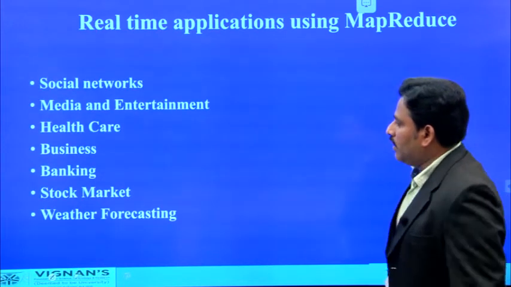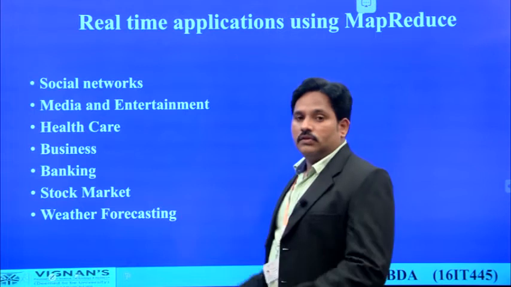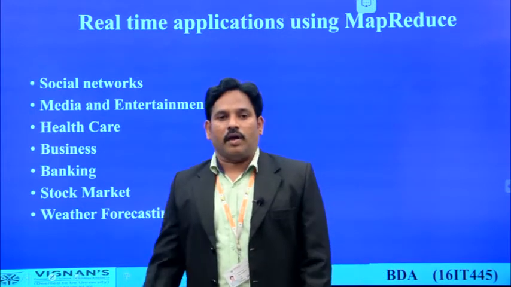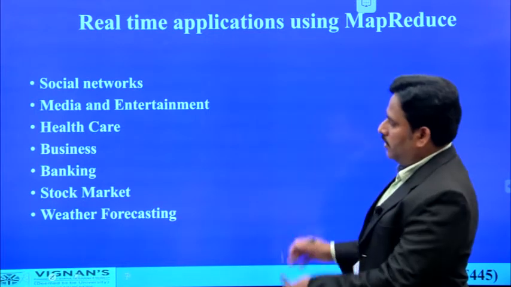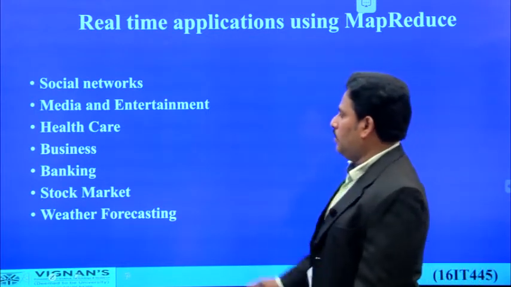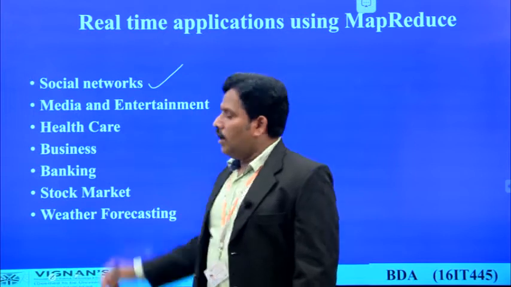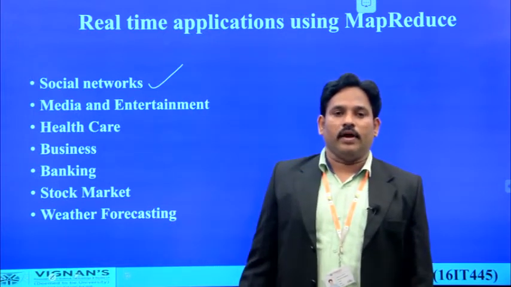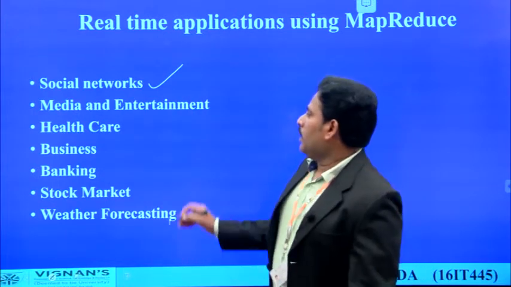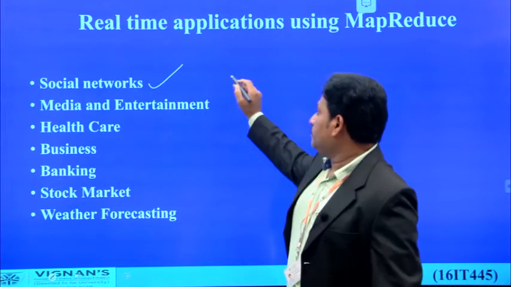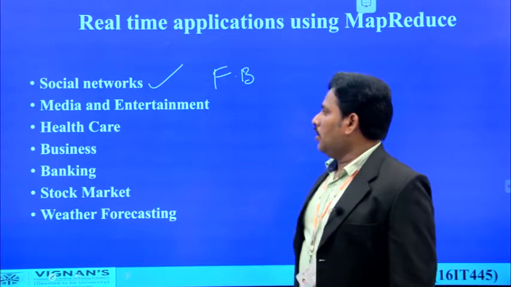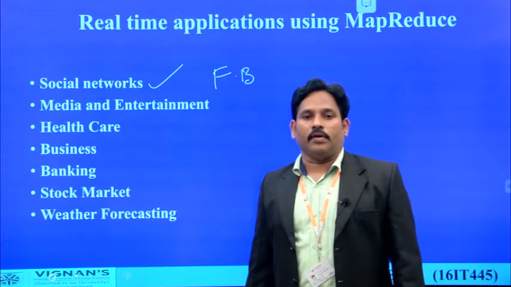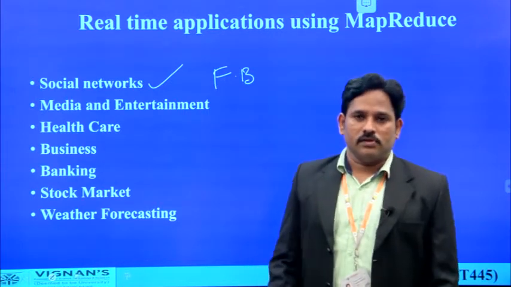Now we will see some of the real-time applications where this data compression, or you can say MapReduce compression, is going to be applied. So let's have a look, and the first one is the social network. How is MapReduce going to be applied in the social network? Let us take our known example. We'll go with Facebook. Now how will Facebook apply MapReduce, or how will it do the analysis?